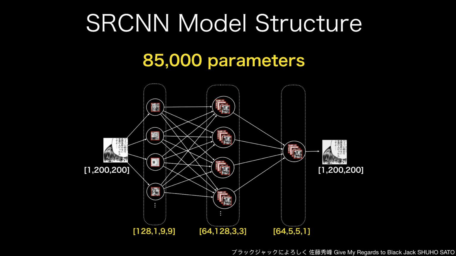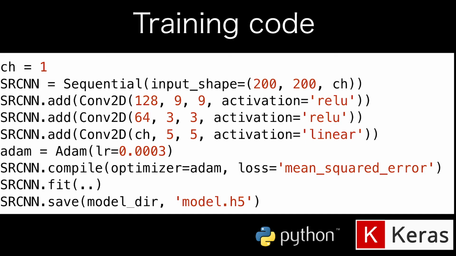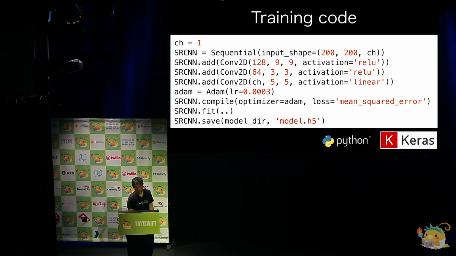This is the training code. As you can see, the code is written using Python and Keras. Keras is a deep learning framework. The framework will perform all of the complex processing. Once the training is complete, all information, including the network structure of the model and the kernel weights, will be stored in the file model.h5.